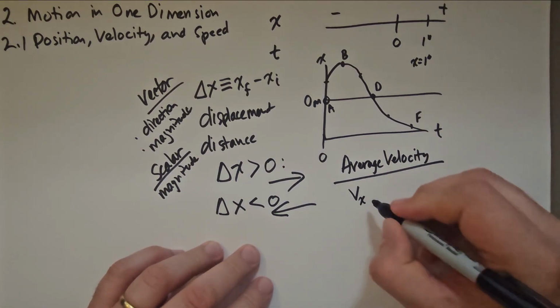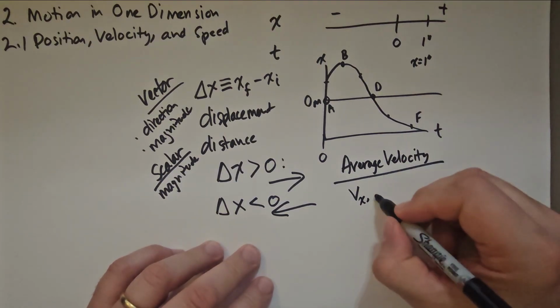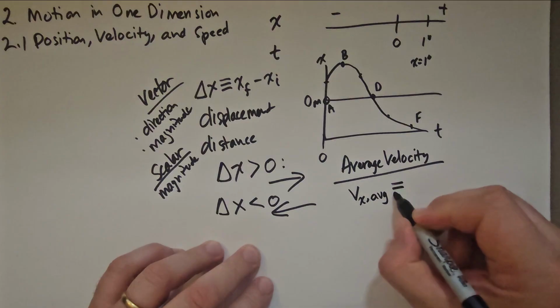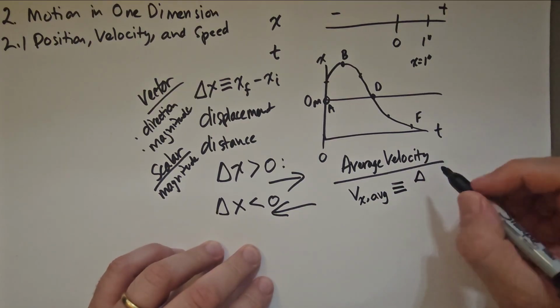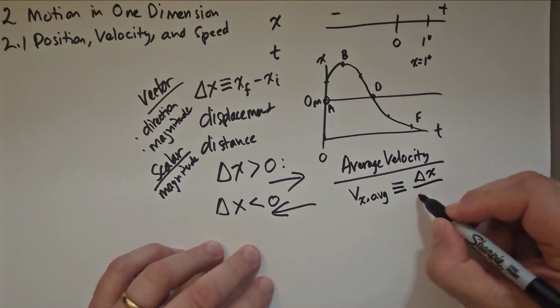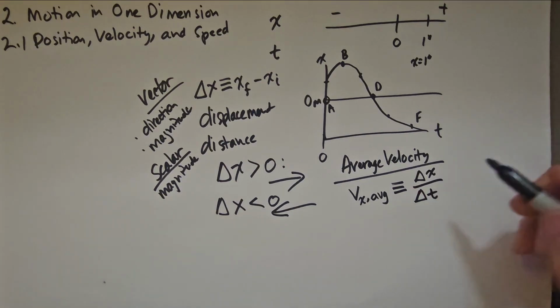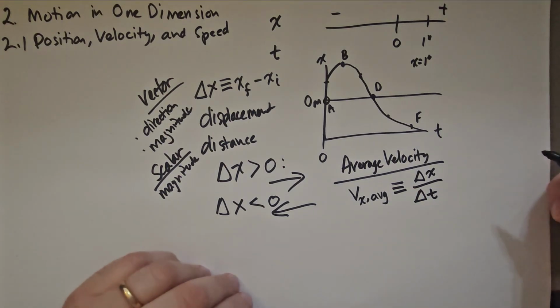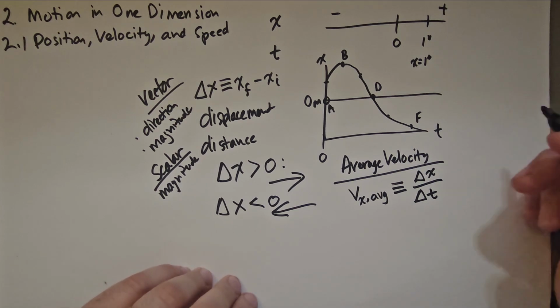So velocity in the x direction, we're going to put a comma. The average velocity, we're going to use the letters A, V, G to represent the average. This is defined to be the change in x over the change in t, the displacement in position over the displacement in time. That's the definition of the average velocity.